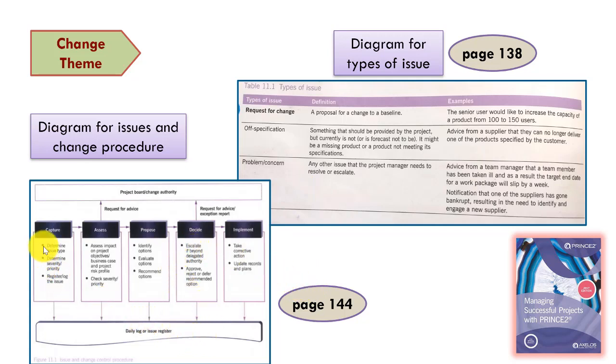And of course on page 144, an absolutely vital diagram. It shows the process all the way from capturing through to implement, what goes on inside each, and the relationship with the daily log for informal issues and issue register for formal issues, and the project board or change authority at the top. So you should have a tab in both of these.